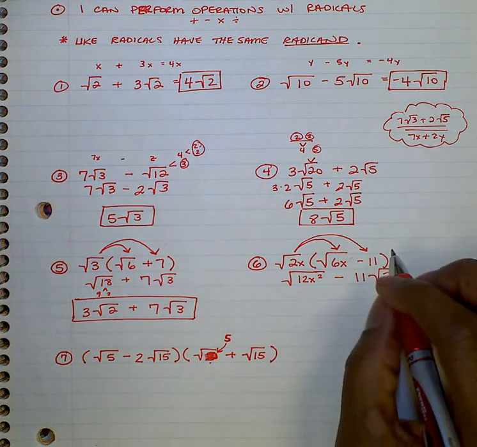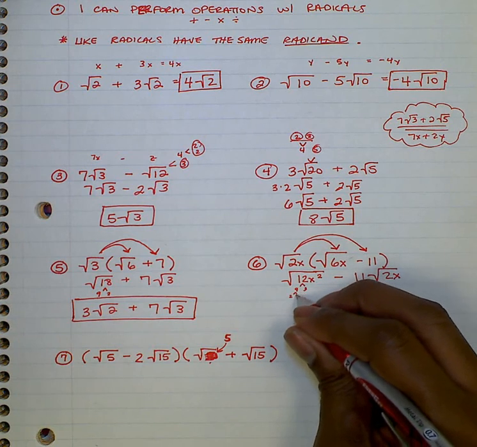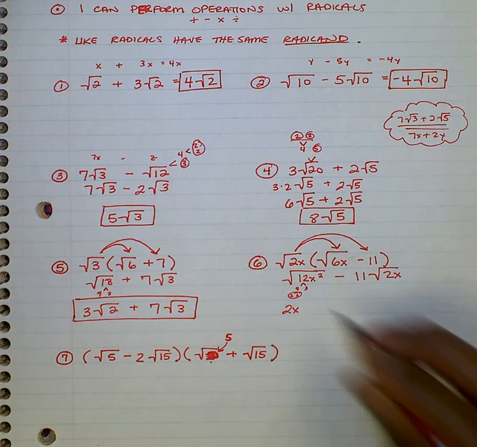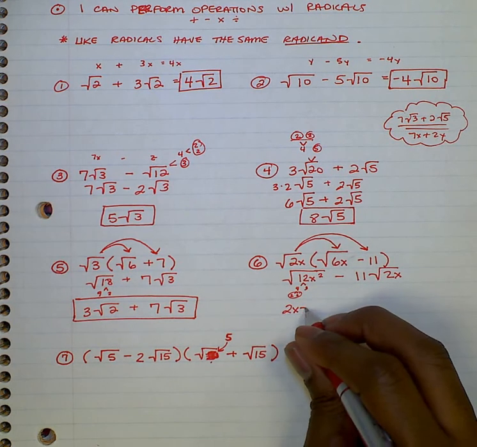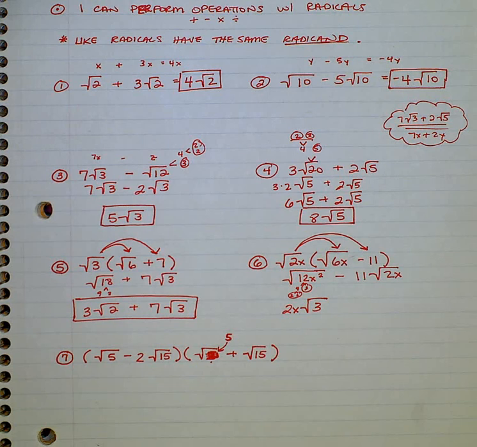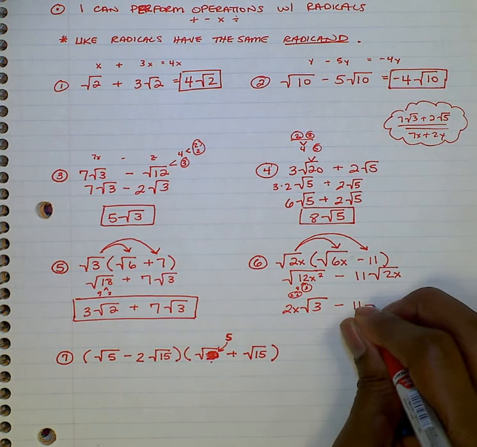Alright, so now I'm going to find my pairs. That's 4 and 3, so 2 and 2. So I have 2x, because I have a pair of x's. Radical 3, because the 3 had no pair by itself. Minus 11 radical 2x.